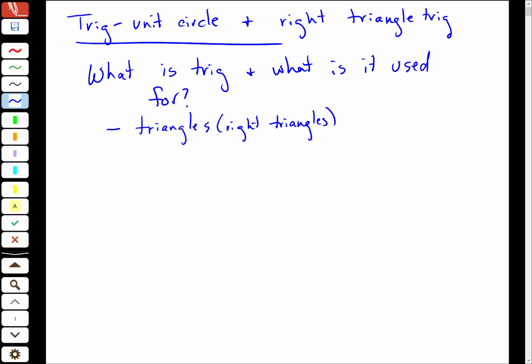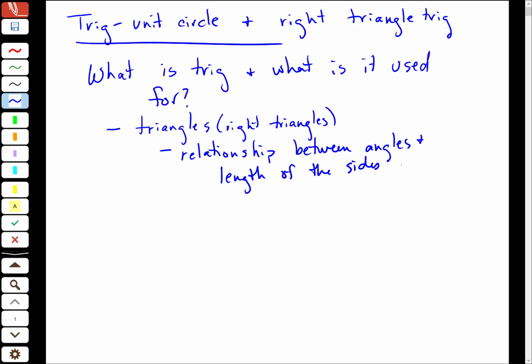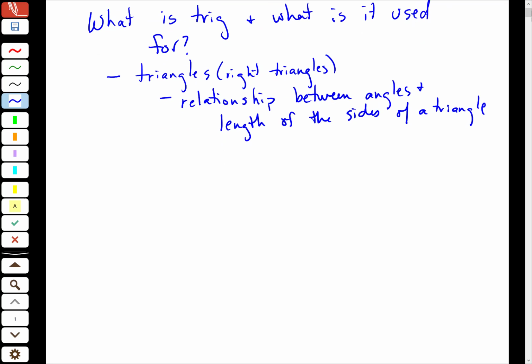When you talk about right triangle trig, the way trig is initially defined is it tries to define a relationship, a function, between the angles in a triangle and the length of the sides of the triangle. This is very basic. If you have ever done those ladder problems where it's leaning against the fence or anything like that, how can we talk about these relationships?